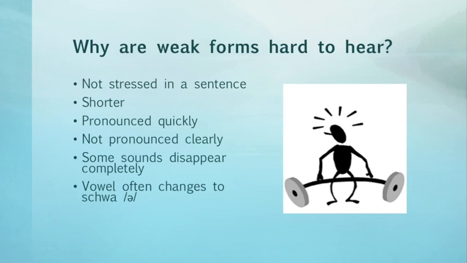Why are weak forms hard to hear? Well, there are several reasons. First, they are not stressed in a sentence. The important content words are the ones that receive the emphasis and the stress, like woman feeds dog. They are shorter, and as you heard in the video with Bethany, they're pronounced quickly and not pronounced clearly. And when they're surrounded by more important words in connected speech, some of the sounds disappear completely, and the vowel often changes to a schwa sound.